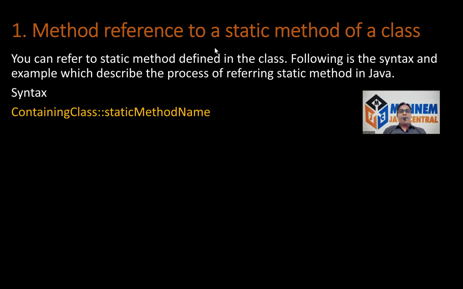First one is method reference to a static method of a class. We are going to provide a method reference, but while referring, we have to take that method as a static method. We can refer to a static method defined in the class. So see this syntax: the static method name is the reference method, and the containing class is the class which contains this referenced static method. Let's see one example, then you can understand clearly.